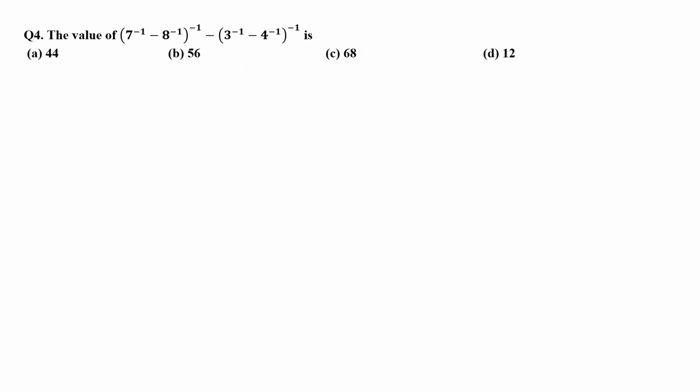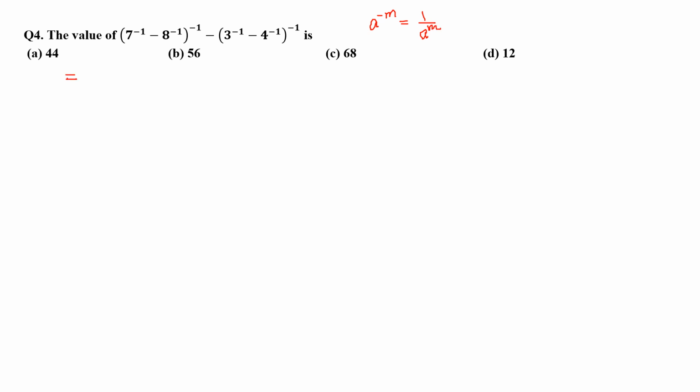Now question number 4. The value of this you have to find. And this question I have taken from the Exponents and Powers chapter. So try to recall the property of the negative exponent. You have already studied, right? A to the power minus m is equal to 1 by a to the power m, isn't it? So I'm going to use that property.